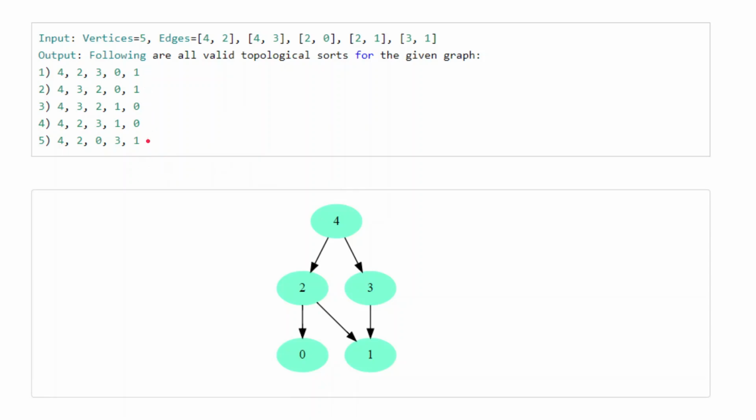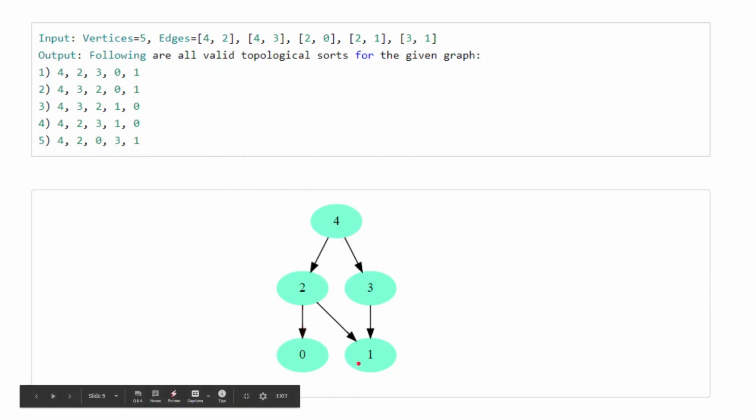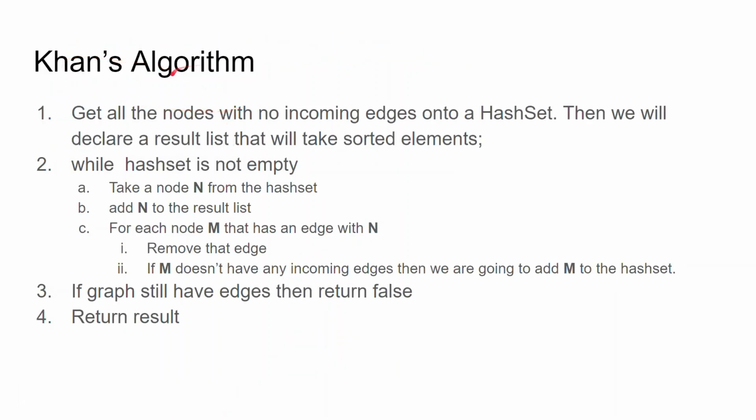So these are all valid because this has no prerequisite, and in order to take 2 and 3, you have to take 4, and to take 0 you had to take 2, and to take 1 you had to take 2 and 3, right? So let's take a look at Kahn's algorithm, right?